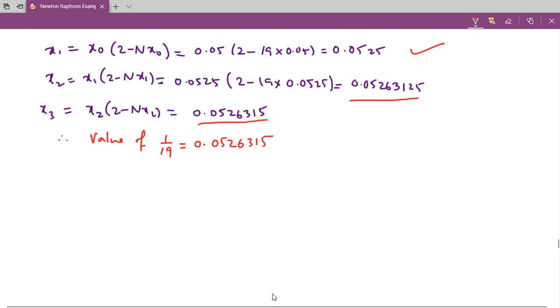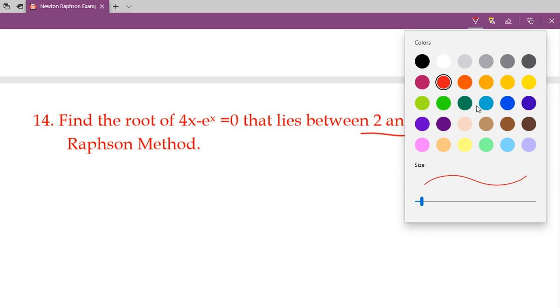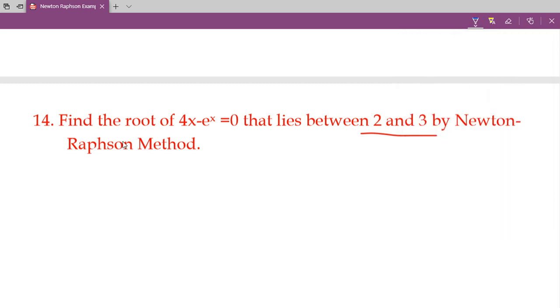So let us go for the next problem. Find the root of 4x minus e power x is equal to 0 that lies between 2 and 3. Already where the root lies they have given, it lies between 2 and 3. So what we need to do, we simply go for f of x and f dash of x, and using the Newton-Raphson formula we get the required result. Okay, so what do we have for f of x?